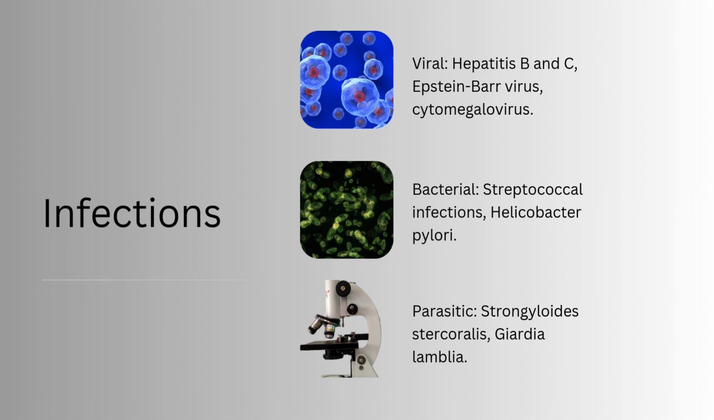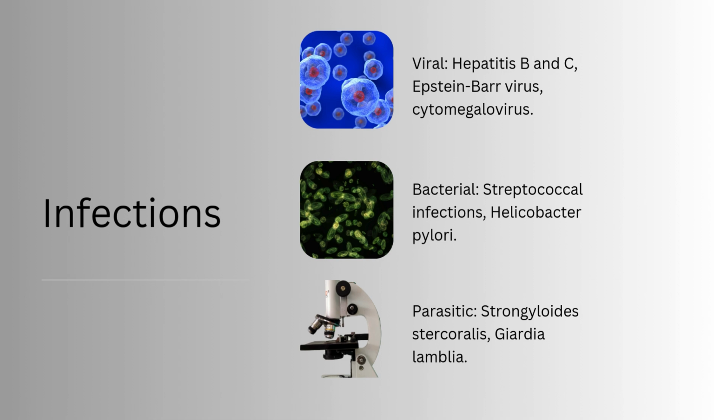Infections and systemic associations. Infections play a pivotal role in the development of urticaria and angioedema, often acting as triggers or exacerbating factors. Viral infections include hepatitis B and C, Epstein-Barr virus, and cytomegalovirus, which are frequently implicated in chronic cases. Bacterial infections, such as streptococcal infections or Helicobacter pylori, are notable culprits. Helicobacter pylori in particular can lead to chronic gastritis and urticaria through immune system activation. Parasitic infections, including Strongyloides stercoralis and Giardia lamblia, are global concerns, especially in endemic areas.